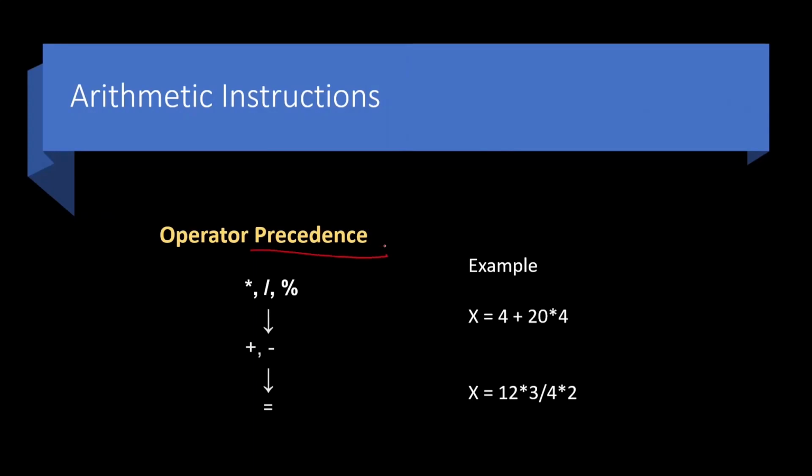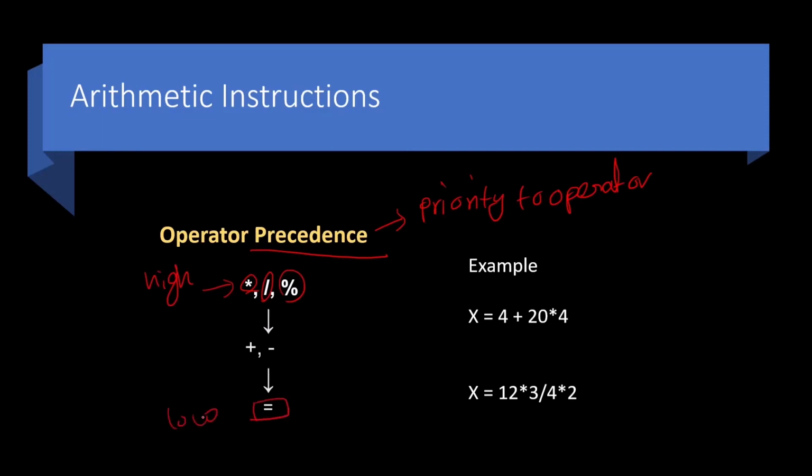Precedence means priority to operator. Okay, now here you can see multiplication, division and modulus in our top list, which have high priority, and equal, which has low priority. Okay, and plus and minus have equal priority, and multiplication, division and modulus have equal priority compared to each other.